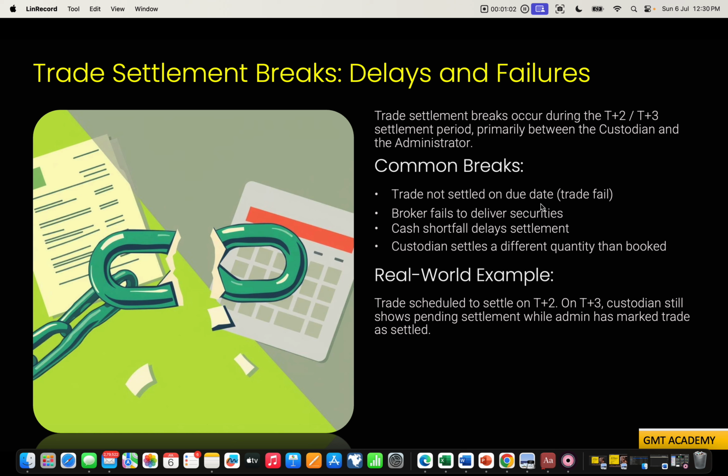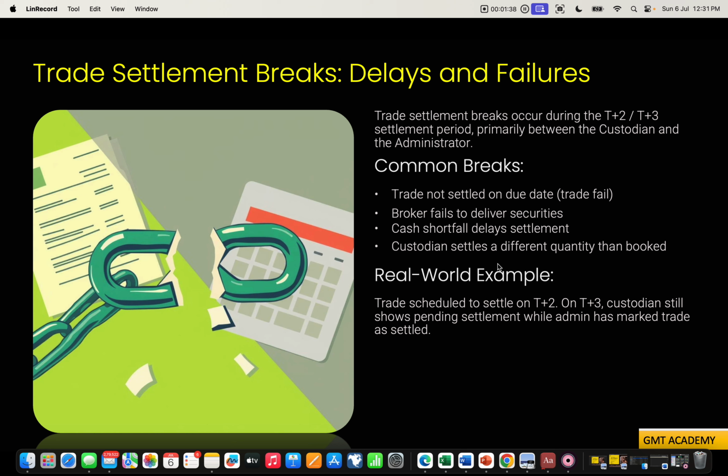For example, the trade settlement is T plus 2 or T plus 3, but what if the trade still has not settled? The broker failing to deliver, a cash shortfall, or a quantity mismatch is a common example of a trade settlement break. A settlement break occurs during T plus 2, primarily between the custodian and the administrator. Here the broker mostly will not fail.